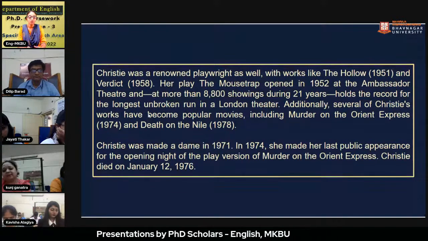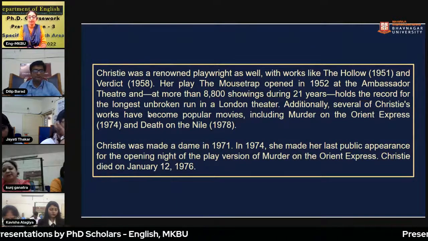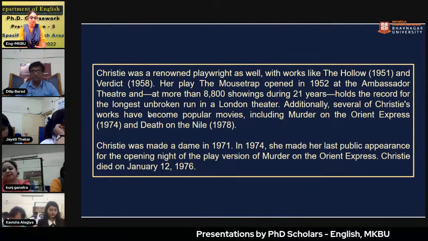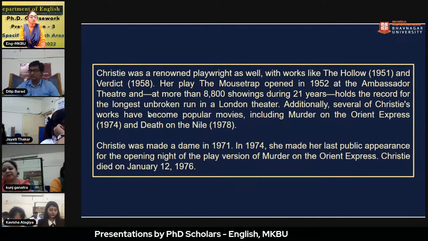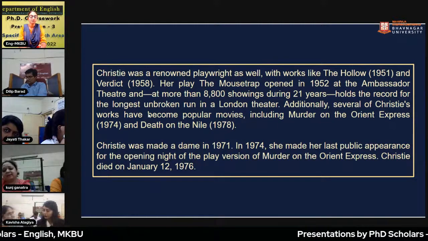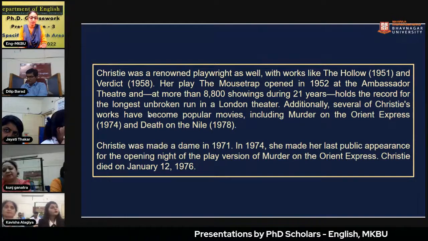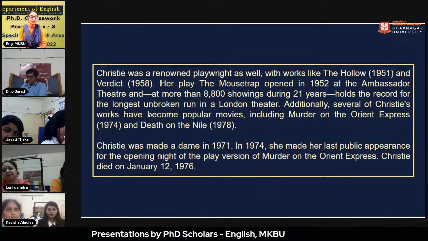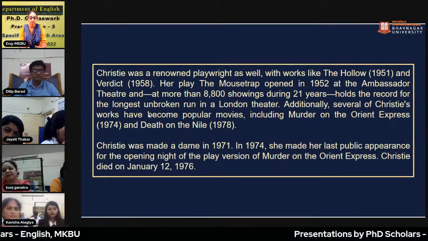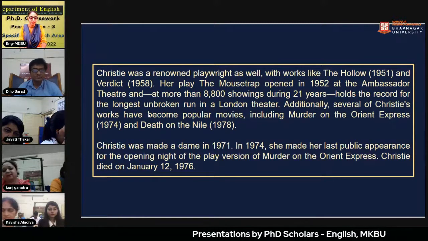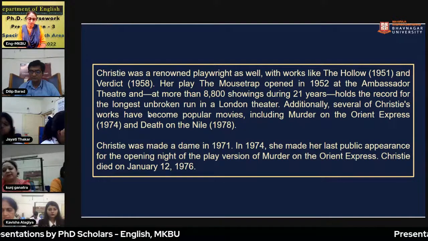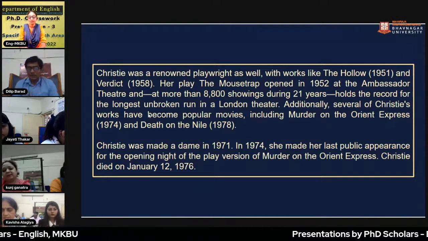Her play The Mousetrap opened in 1952 at the Ambassadors Theatre, and with more than 8,800 showings during 21 years, holds the record for the longest unbroken run in a London theatre. Additionally, several of Christie's works have become popular movies, including Murder on the Orient Express and Death on the Nile. Christie was made a Dame in 1971. In 1974, she made her last public appearance for the opening night of the play version of Murder on the Orient Express, which is a very famous novel by Christie. And Christie died on January 12, 1976.